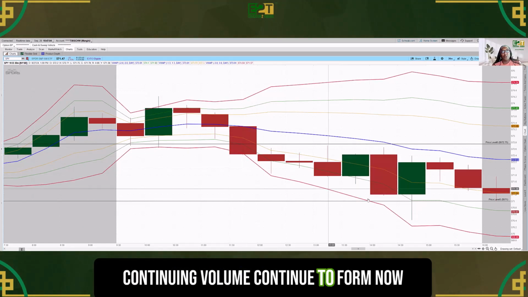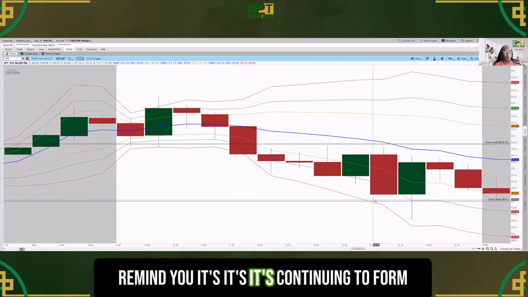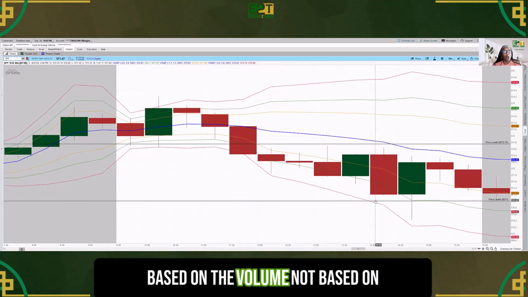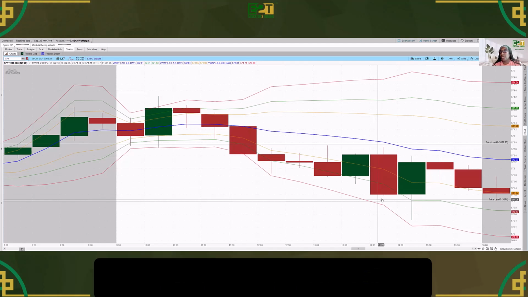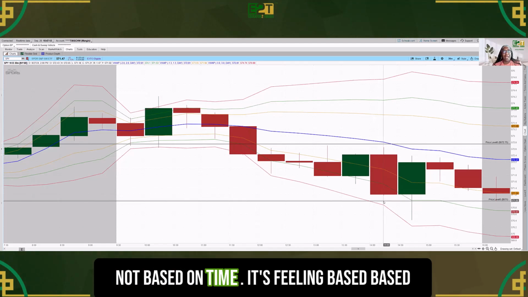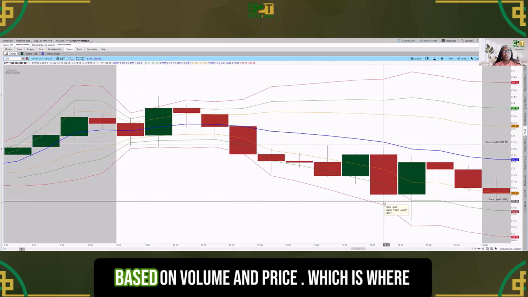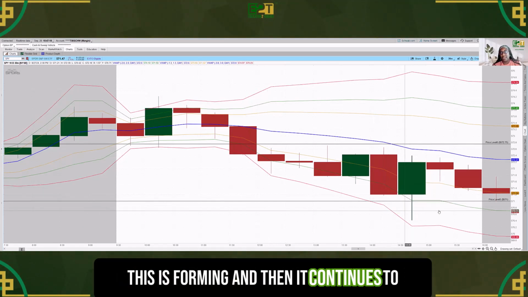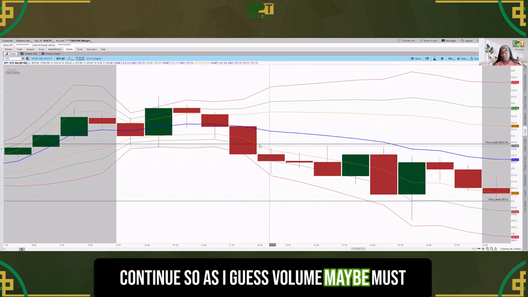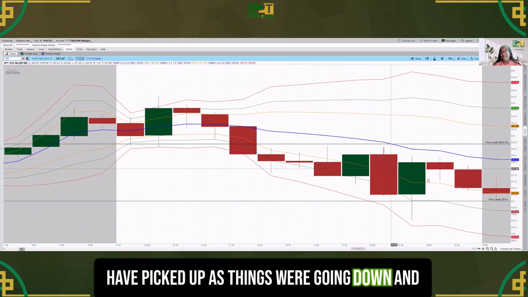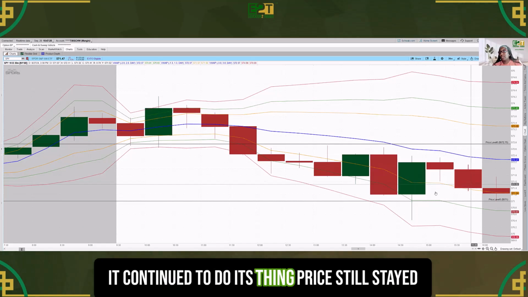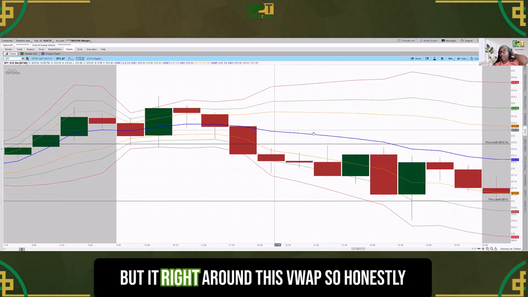Volume continued to form. Now, remind you, it's continuing to form based on the volume, not based on time. It's filling based on volume and price, which is where this is forming, and then it continues. So I guess volume must have picked up as things were going down, and it continued to do its thing. Price still stayed right around this VWAP.